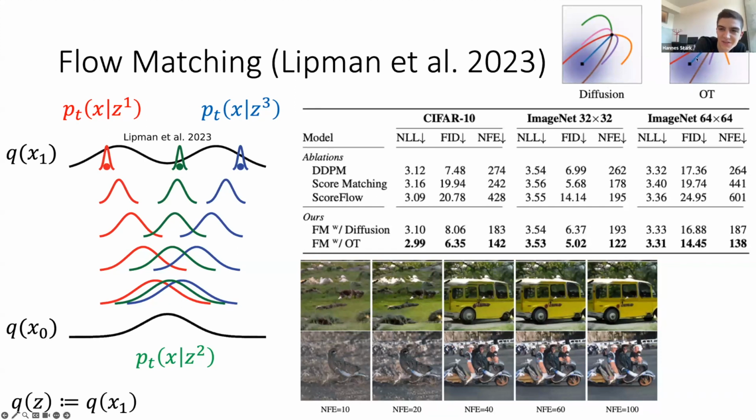Wait, a second. So the blue thingy is our prior. Yes, exactly. The blue shaded region is the prior, and this data point is the z. Yes. Okay.